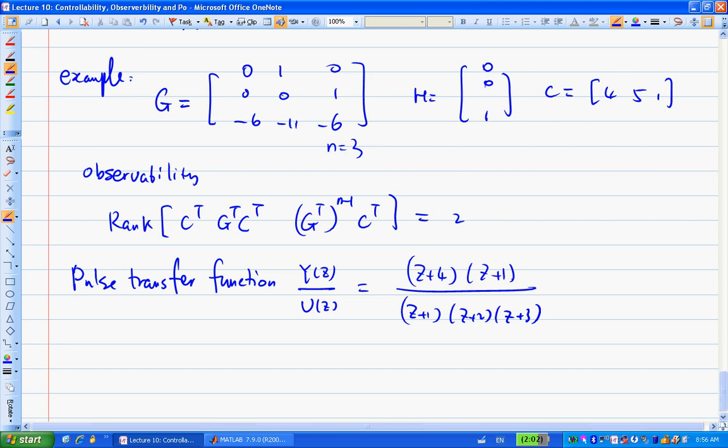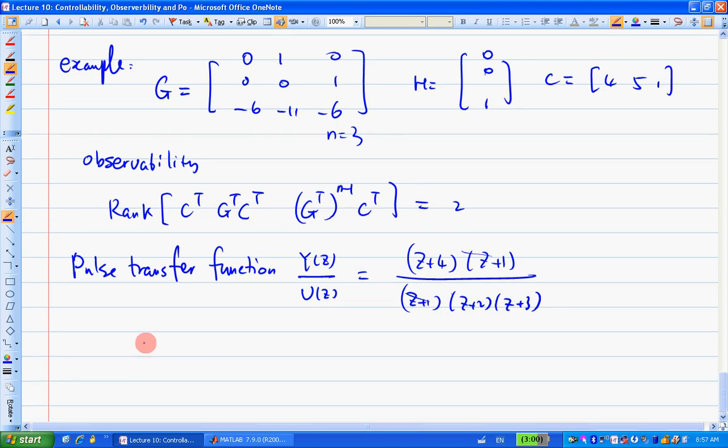If you look at this pulse transfer function, you see the numerator has a z plus 1, and the denominator has a z plus 1. So really, there is a cancellation here. Because of this cancellation, the system is not observable. In other words, you model the system with order n equal to 3, but in reality, because of the cancellation, the order is actually 2.